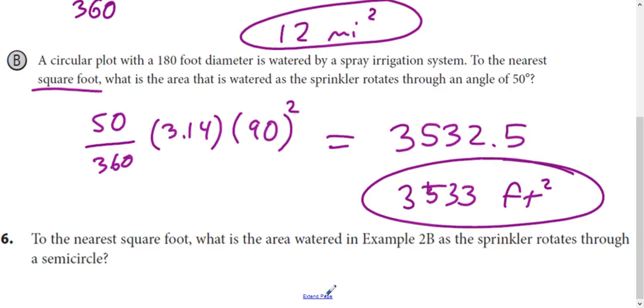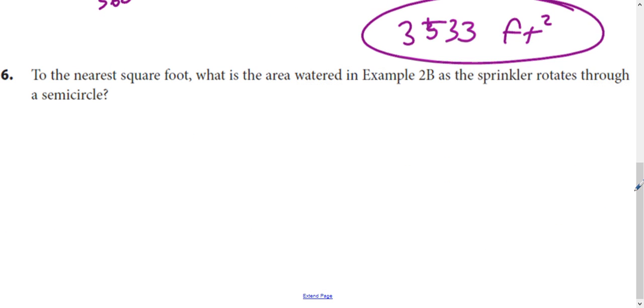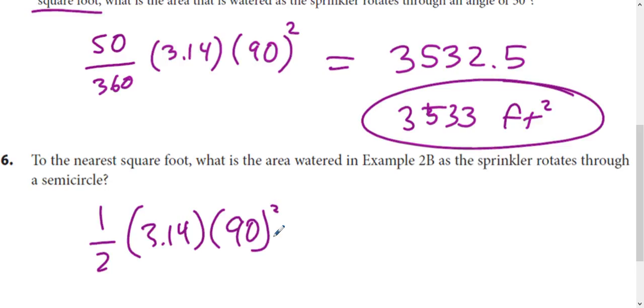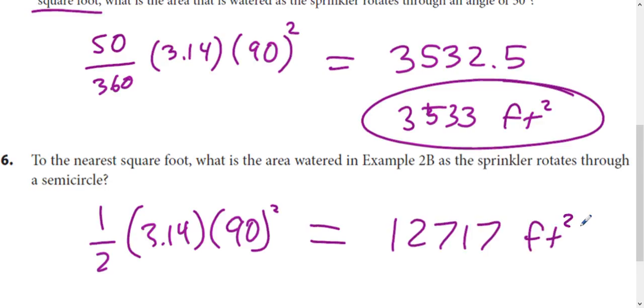And then this last question just says, what if instead it rotated through a semicircle, so 180 degrees, half of a circle, instead of just 50 degrees? It'd be the exact same question, except you use 1/2 times 3.14 times 90 squared. You get 12,717 square feet.